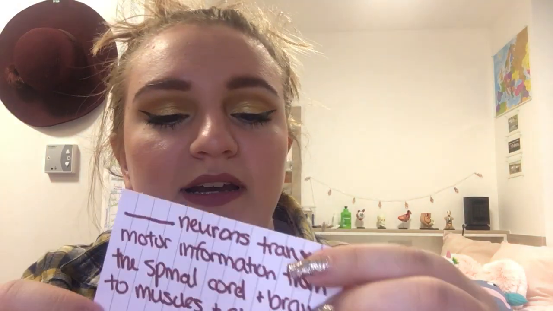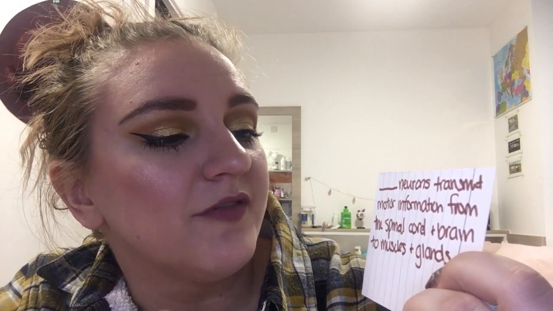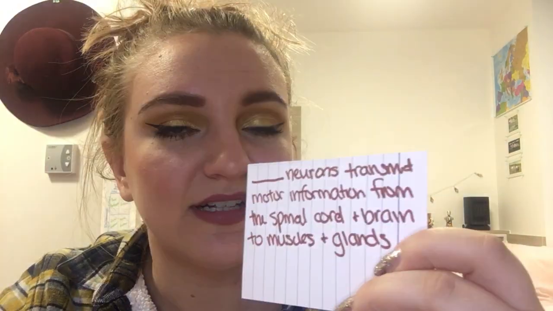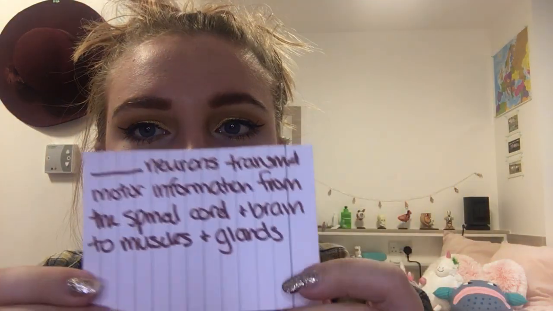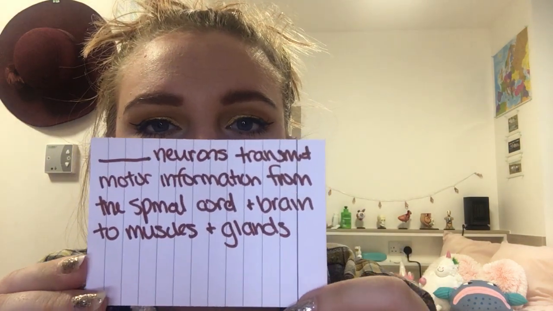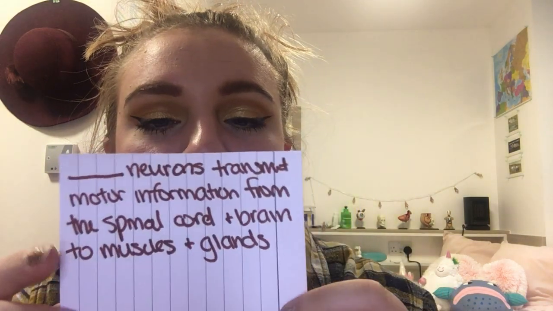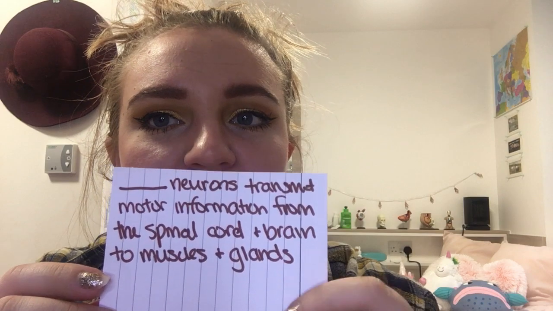Okay, the next one. Blank neurons transmit motor information from the spinal cord and brain to the muscles and glands. So this is the other one. So it is motor or efferent neurons that transmit motor information from the spinal cord and brain to the muscles and glands.